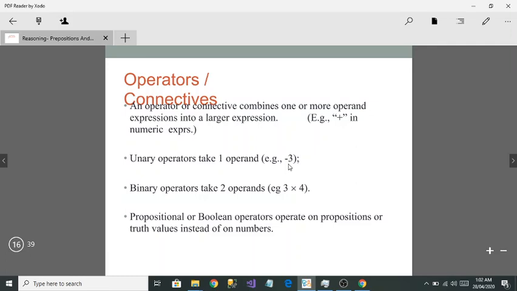Hi everyone. In the previous lecture I told you about the operators, but I have not explained them. So in this lecture I am going to explain the operators one by one.